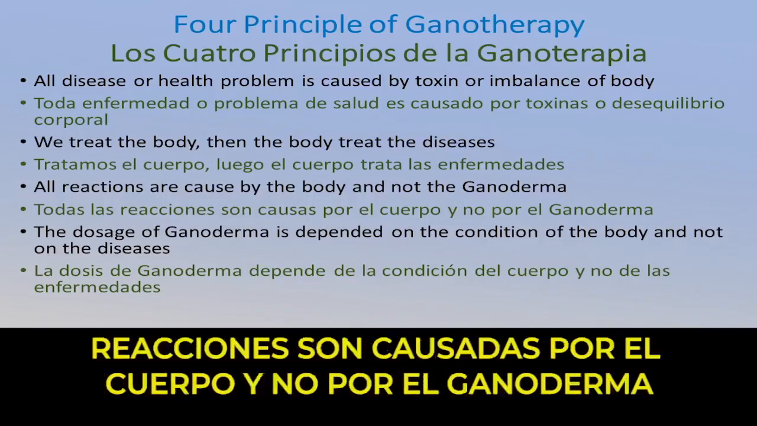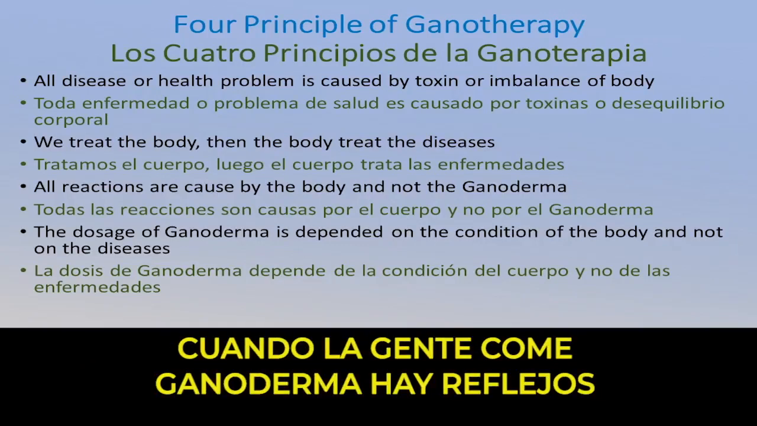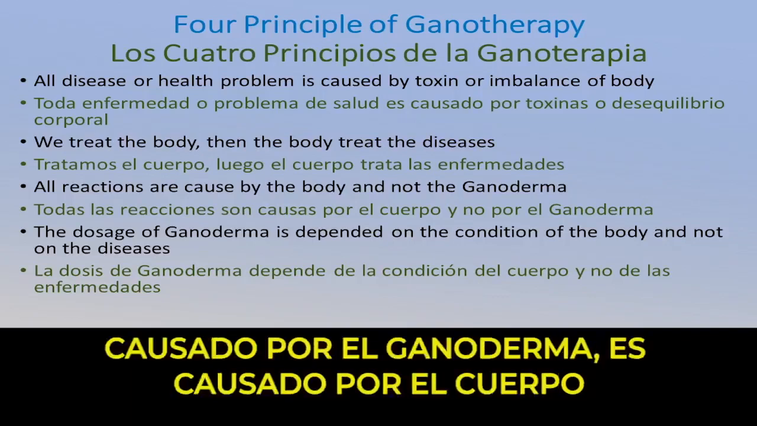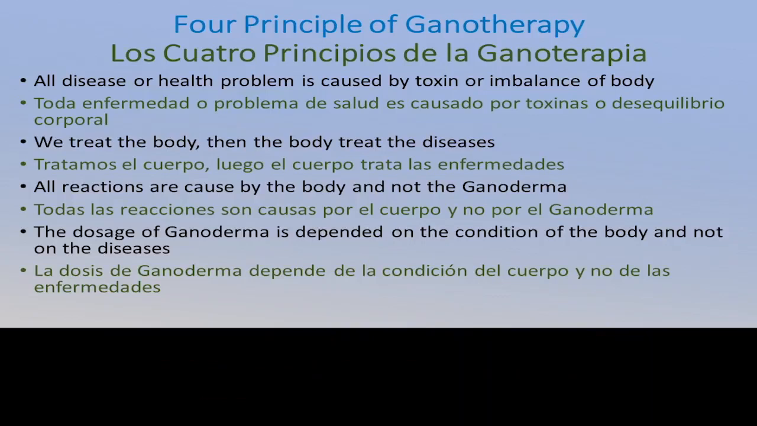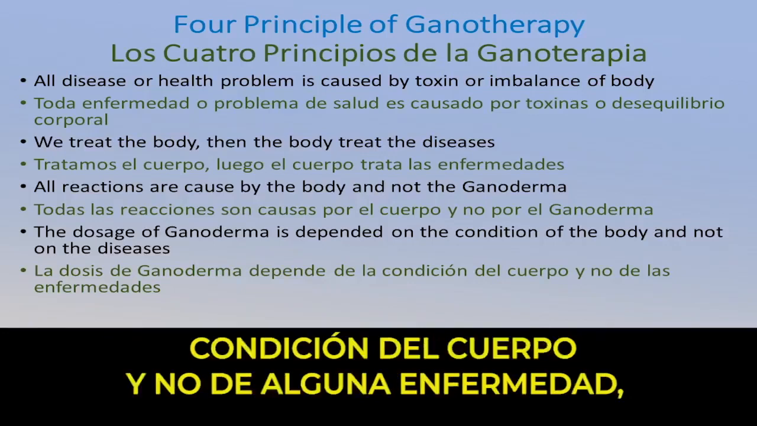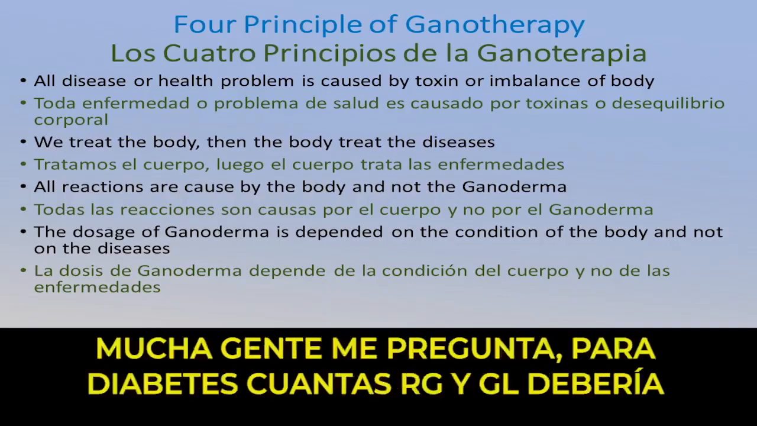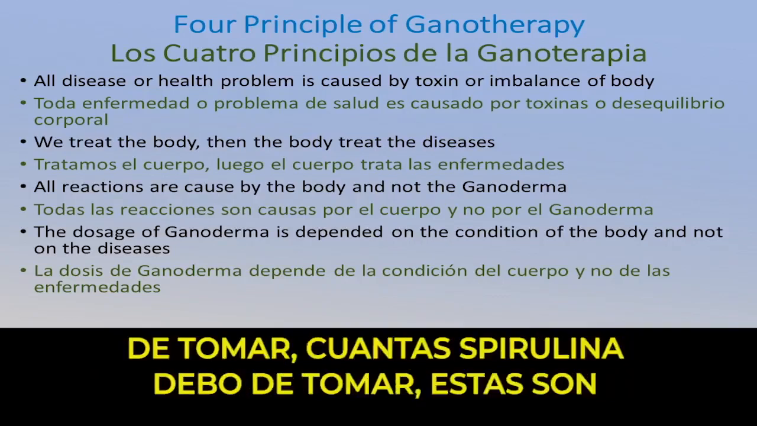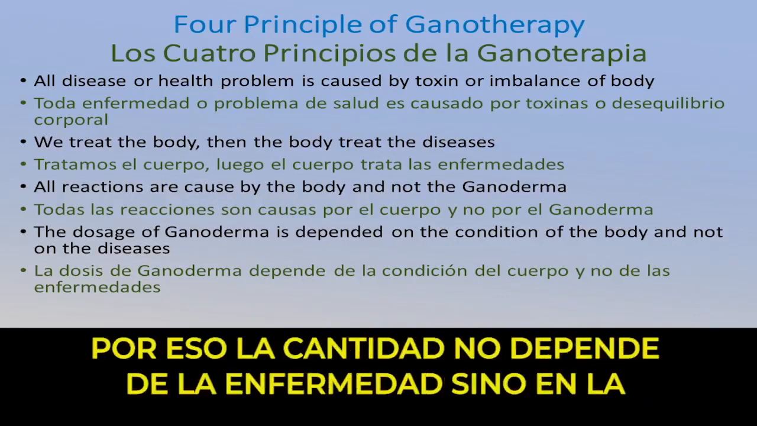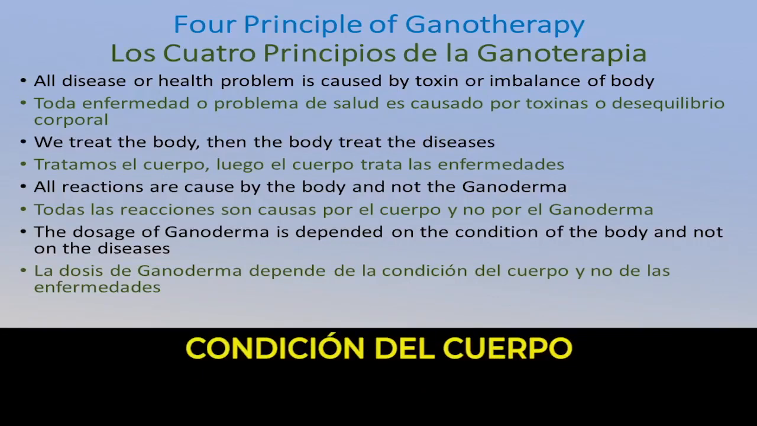The third rule is that all reactions are caused by the body and not Ganoderma. When people take Ganoderma, there are a lot of ailments, reflections, reactions, then they get worried. Do not get worried. This is not caused by Ganoderma. It is caused by the body. The fourth rule is that the dosage of Ganoderma is dependent on the condition of the body and not on the disease. Many people ask me, okay, for diabetes, how many RGGL should we take? How many spirulina should we take? These are wrong questions, because we do not treat disease. That's why our dosage does not depend on the diseases, but on the condition of the body.